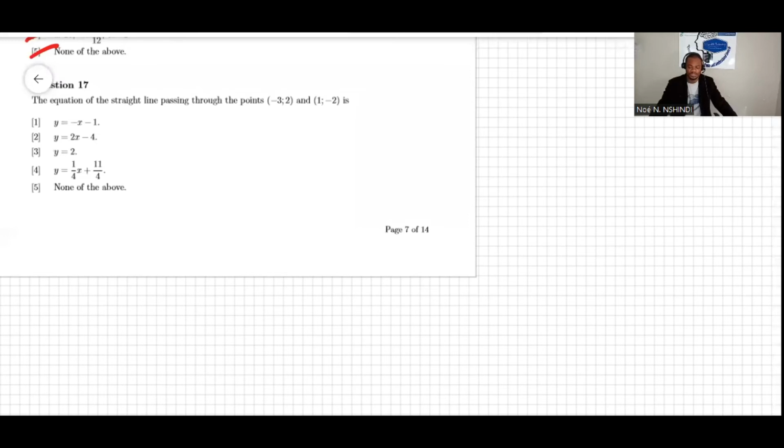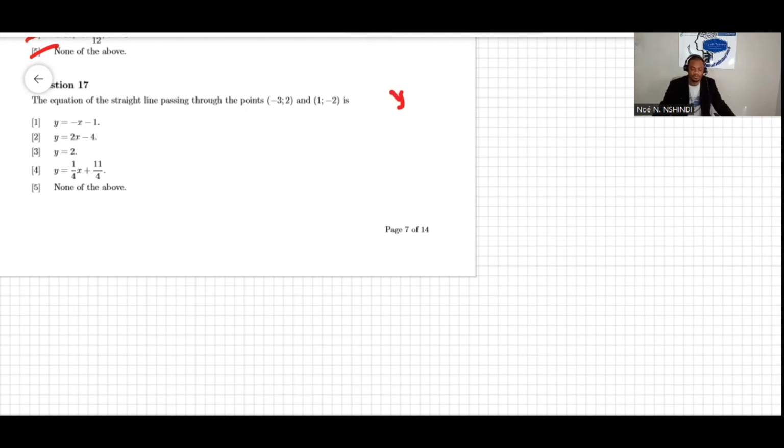Well, we have another question here, question 17. The question says that the equation of the straight line passing through the points (-3, 2) and (1, -2) is... In a situation like this, we must know the general form of a straight line.